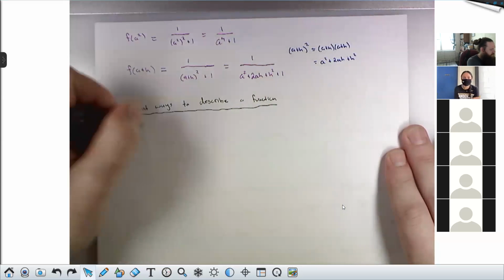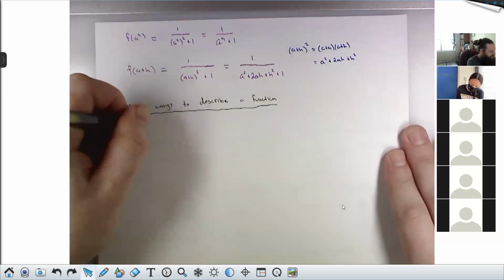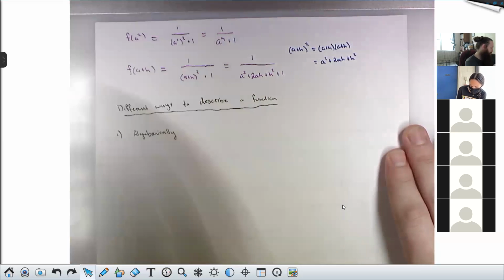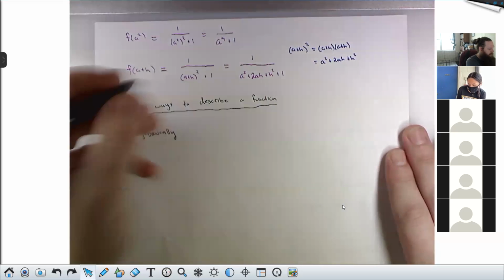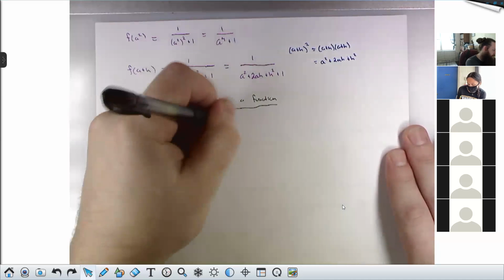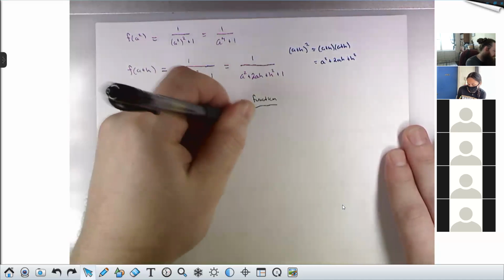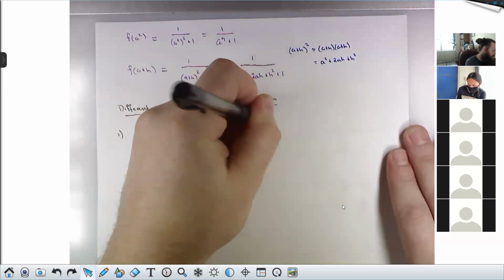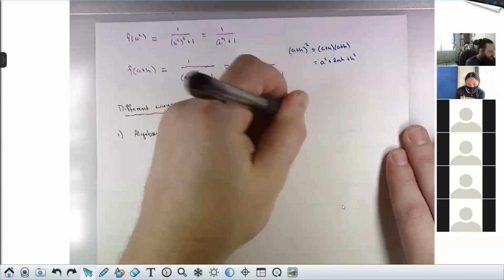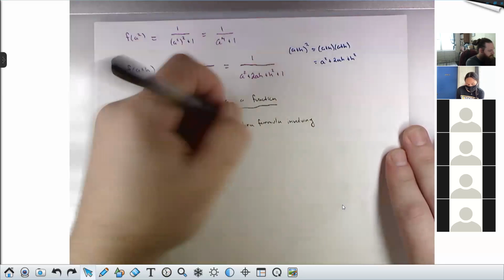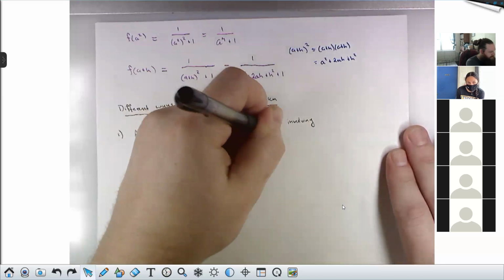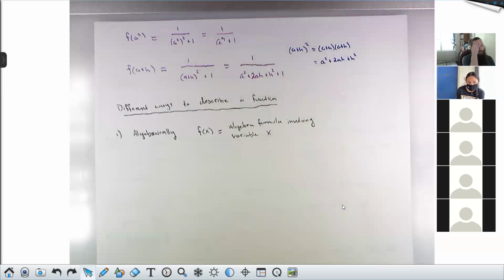First, we can do it algebraically. You know, like f of x equals some algebra formula involving variable x. Right, that's what we did in that last example.